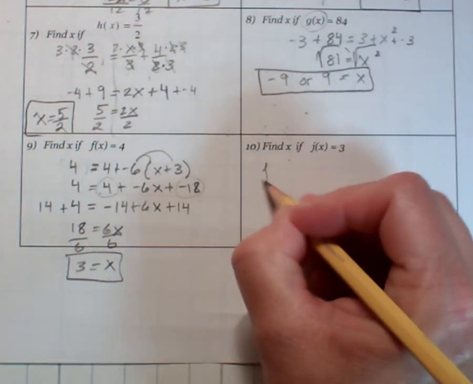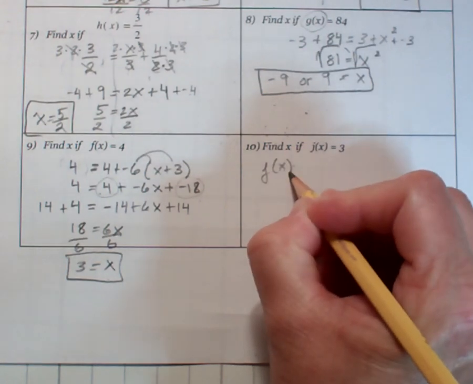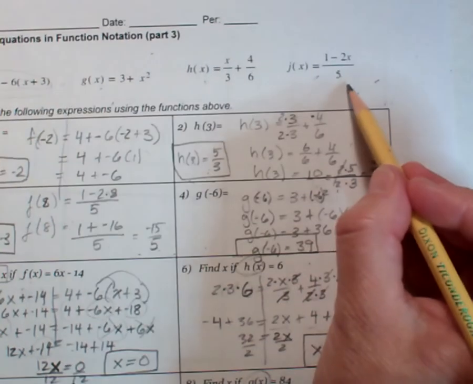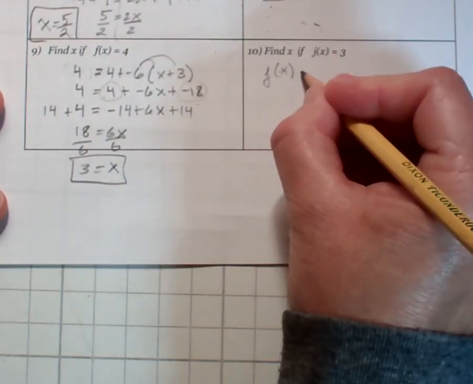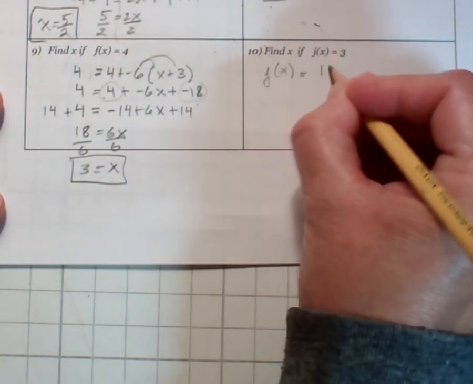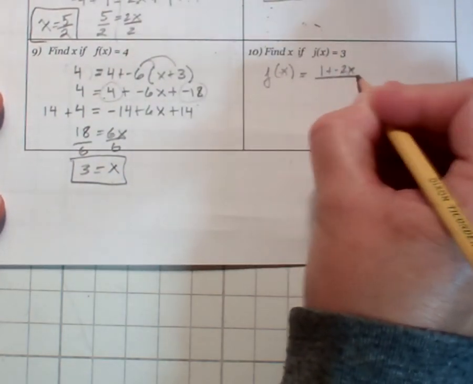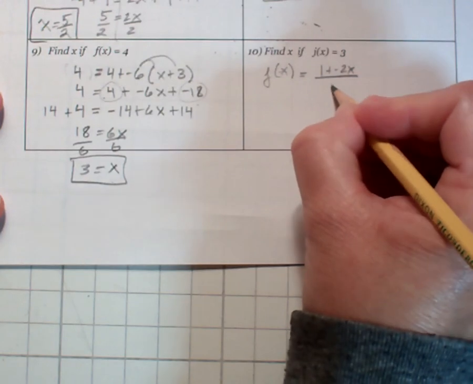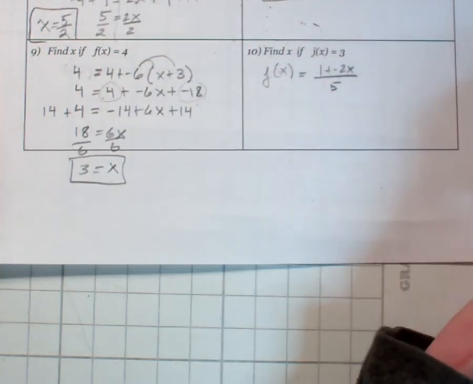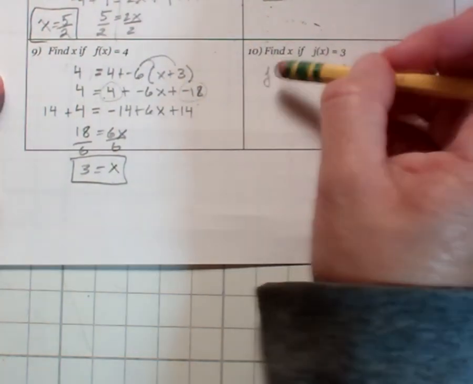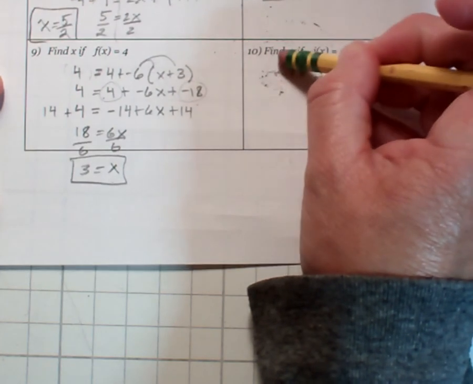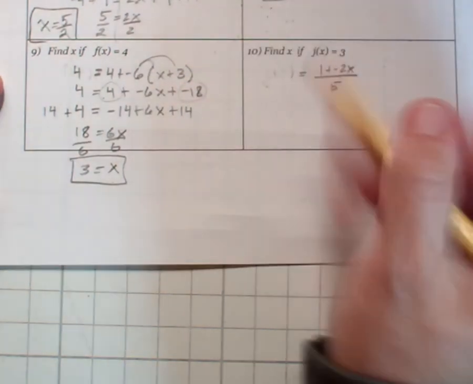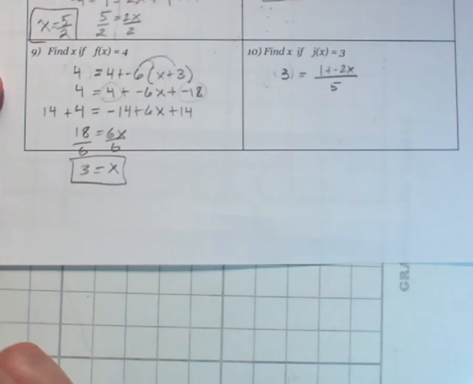All right, j of x. I go up top, and I see that j of x is this guy. So j of x is equal to 1 minus 2x, all divided by 5. I'm going to change minus 2x to plus a negative 2x. J of x is equal to 3, so I'm going to take all of j of x out, the entire function notation, and I'm just going to replace it with a 3.